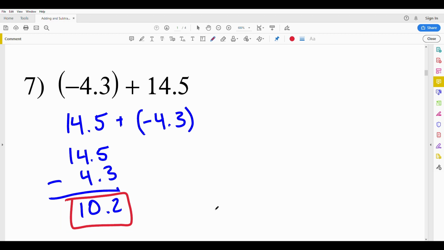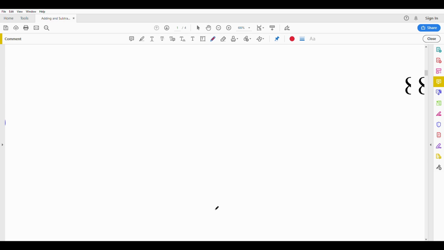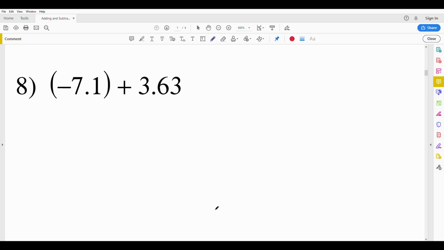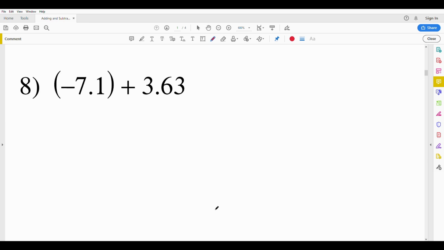And if you think it's getting easier, it's probably because you're really learning and catching on. So let's go on to number 8. Number 8, what's our resulting number going to be? Positive or negative? Negative. That's right, because negative 7.1 is a greater distance from 0 than 3.63.